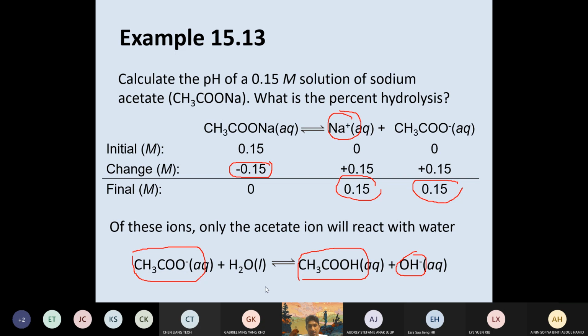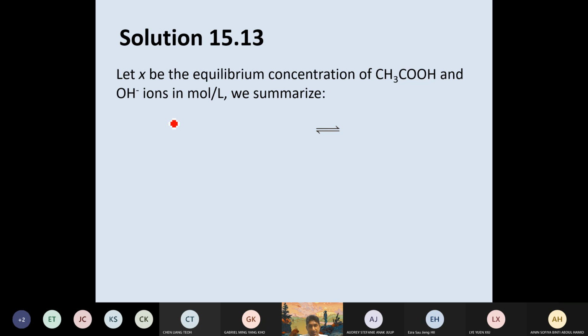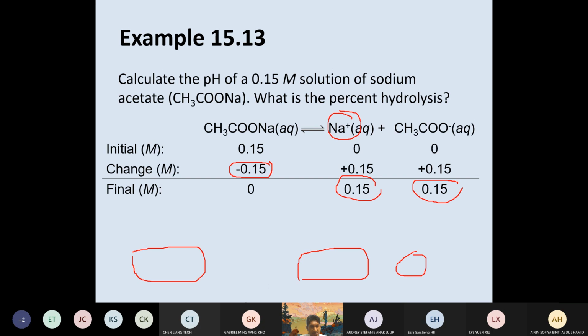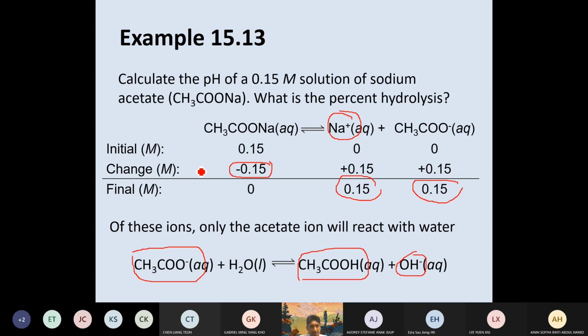So if we consider that X amount of the equilibrium concentration of acetic acid and hydroxyl ion was produced at some point, we do not know what percentage of this will be hydrolyzed. We know that 100% of the salt has been dissociated, so we have considered 100%, right? There is no salt left, all produced sodium and acetate.